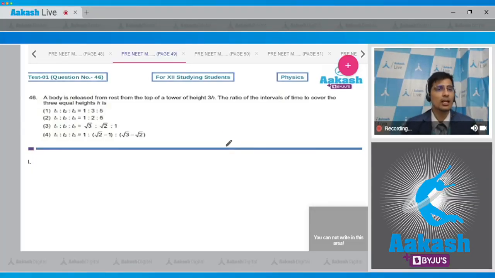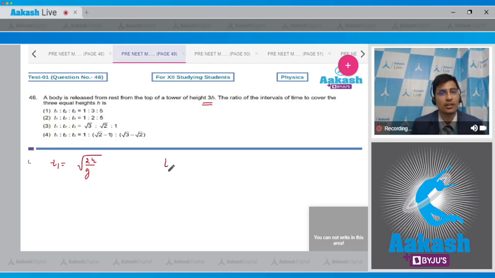Question 46 says a body is released from rest from the top of a tower of height 3h. The ratio of the intervals of time to cover the three equal heights h is. Dear students, the time taken to cover the first height h will be equal to under root 2h by g. It is from the concept of the free fall from rest.